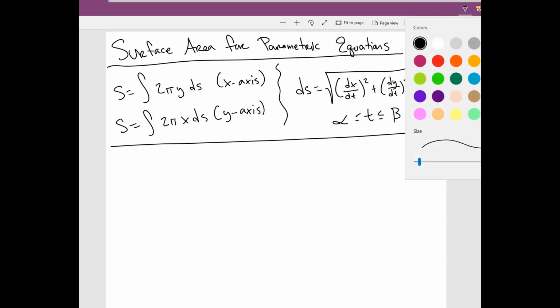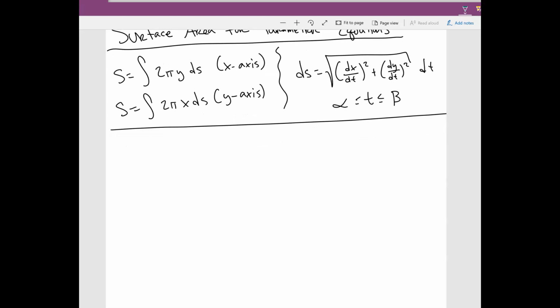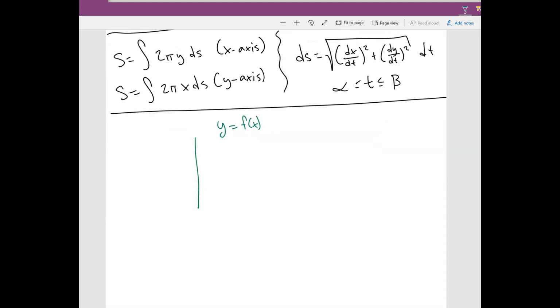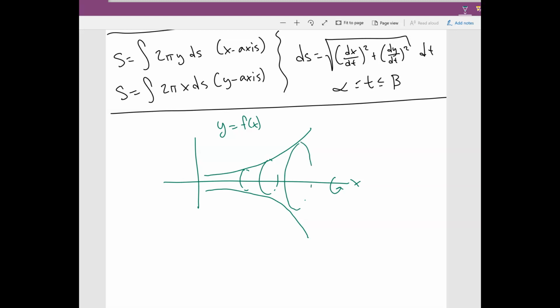Not that it was expressed as a parametric equation, but you had y equals f of x. And basically the idea was that you have this function, and you're rotating it about an axis. So if I rotate it about the x-axis, you're taking this curve and rotating it over and over again, and you get a three-dimensional figure that kind of looks like a funnel, like a cone.